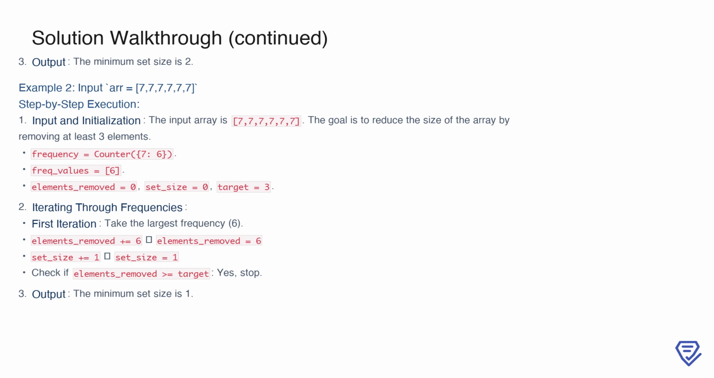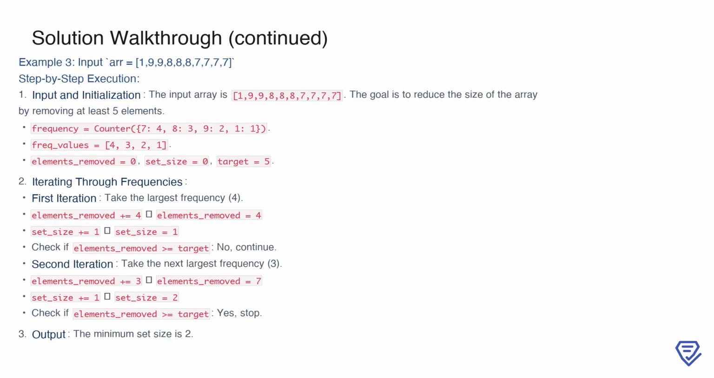Since there is only one frequency in the list, we take it in the first iteration. Adding 6 to elements_removed results in elements_removed equals 6, and we increment set_size to 1. Since elements_removed is already greater than or equal to the target, we stop here. The output for this example is that the minimum set size required is 1.